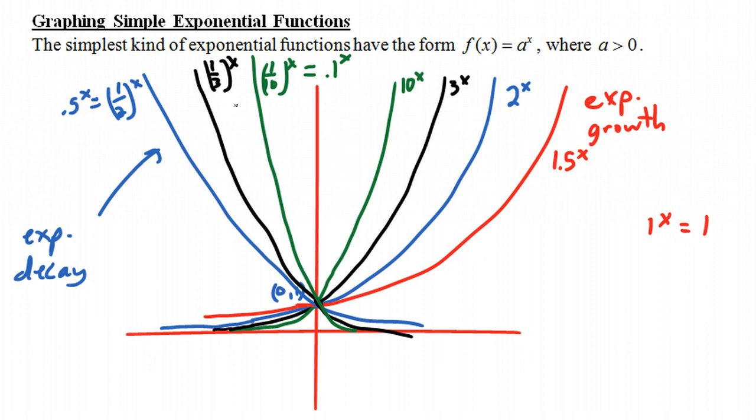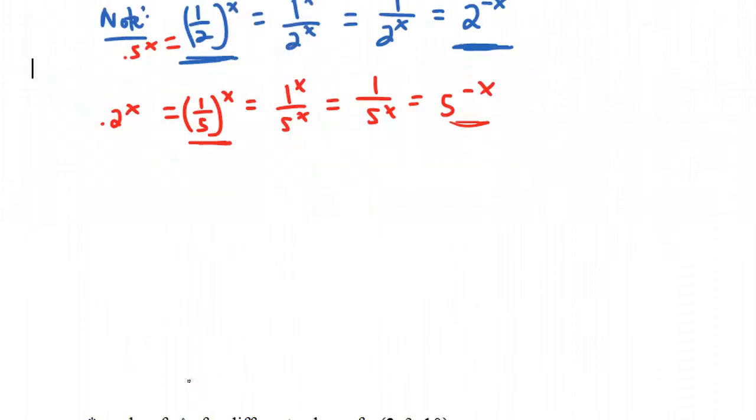Now over here, if your a is less than 1, it's just the opposite. The bigger your number, like 0.5 instead of 0.1, the more gradual it's going to decline. So this is 0.5 to the x, this is 0.1 to the x. 0.5 is bigger than 0.1, and it's actually more gradual here. So that's exponential growth and exponential decay.